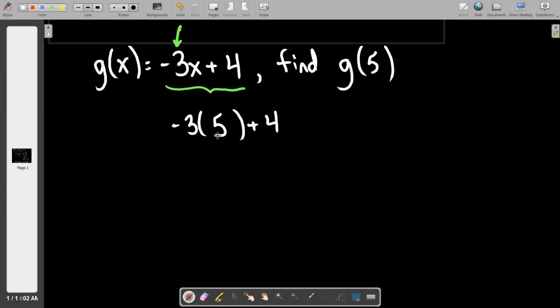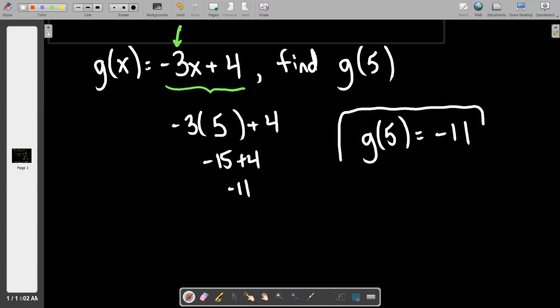5. Very good. All I'm doing is changing X into what someone tells me to. And then I let the machine do its thing. What is -3 times 5? -15 plus 4? -11. So we make the following claim. We say, okay, world, I got you. G of 5 equals -11. This statement is our answer. That's our statement of saying, I did it. I fed the function a 5. It gave me back a -11.